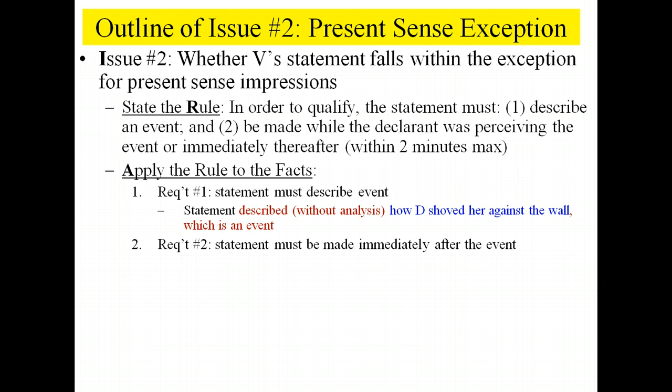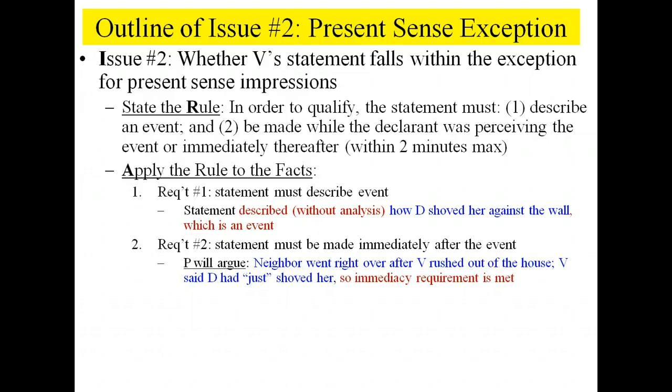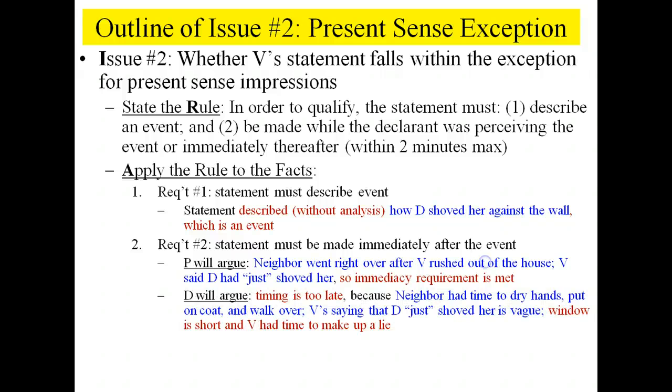For requirement number 2, the statement must be made immediately after the event. You need to look at the arguments for both sides. The prosecution will argue that neighbor went right over after victim rushed out of the house, and victim said that defendant had just shoved her, showing that the immediacy requirement is met. Again, make that tie back into the rule.